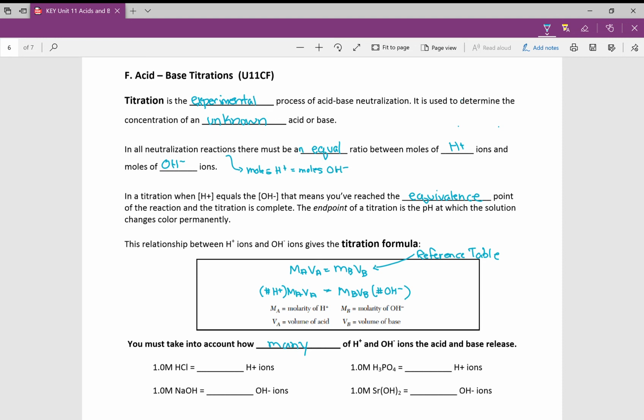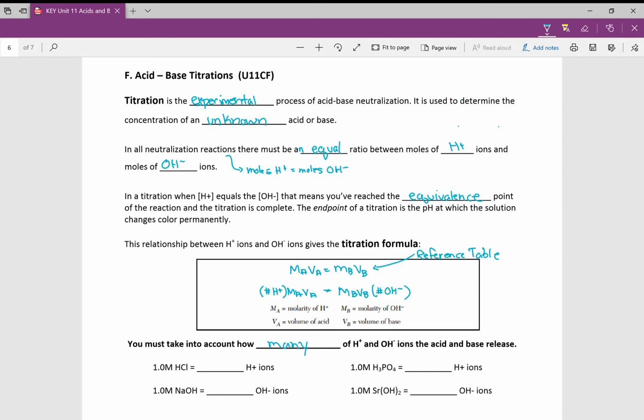Okay, in our previous lesson, we talked about neutralization reactions between acids and bases. And in this lesson, we're going to follow that up by focusing in on titration calculations. So titration is an experimental, controlled process of an acid-base neutralization. We use it to determine the unknown, usually concentration, of an acid or a base.